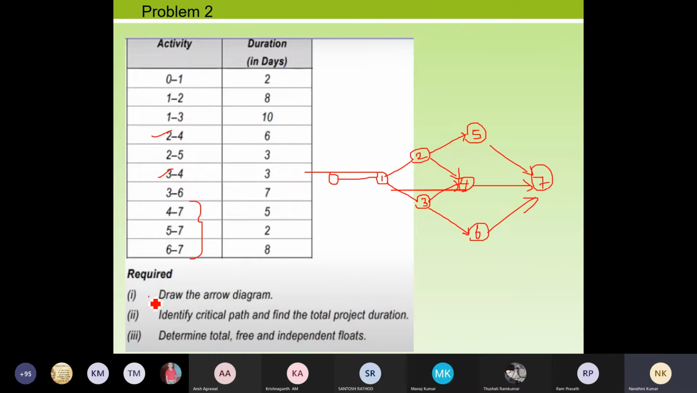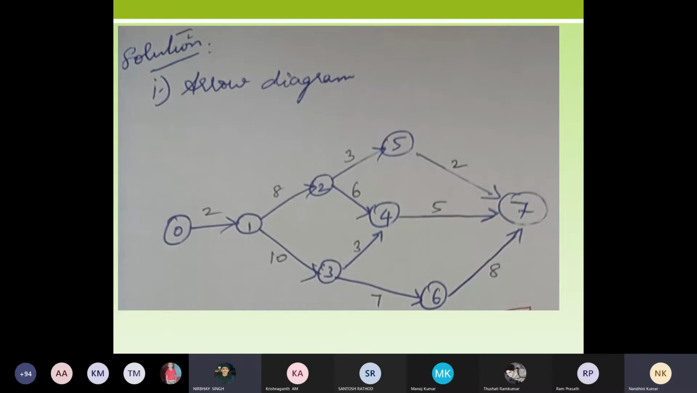Now I have drawn the arrow diagram. So that is done. Next step is to identify the critical path and find the total project duration. So I'm going to identify my critical path, as well as determine the free float and total float. For identifying the float, what do you require? Early start time and late completion time. So after drawing a diagram, you can mention the time duration. After marking it, you can start drawing your boxes.